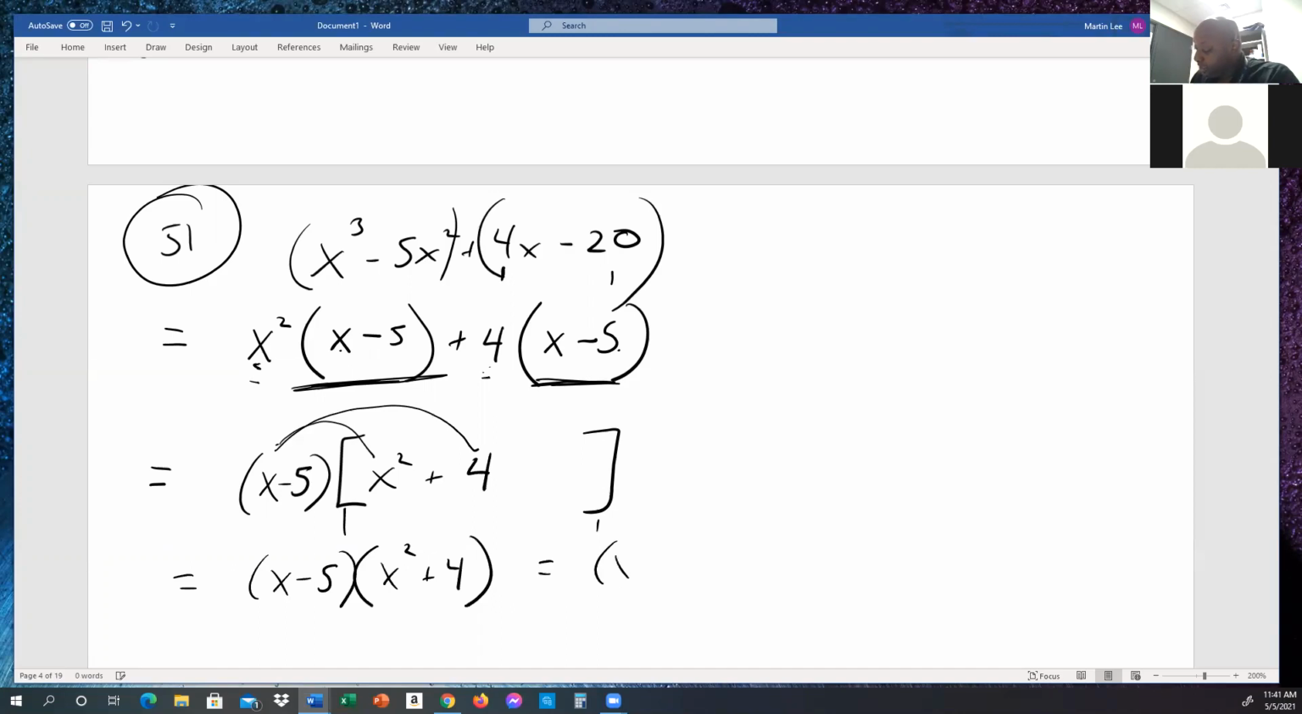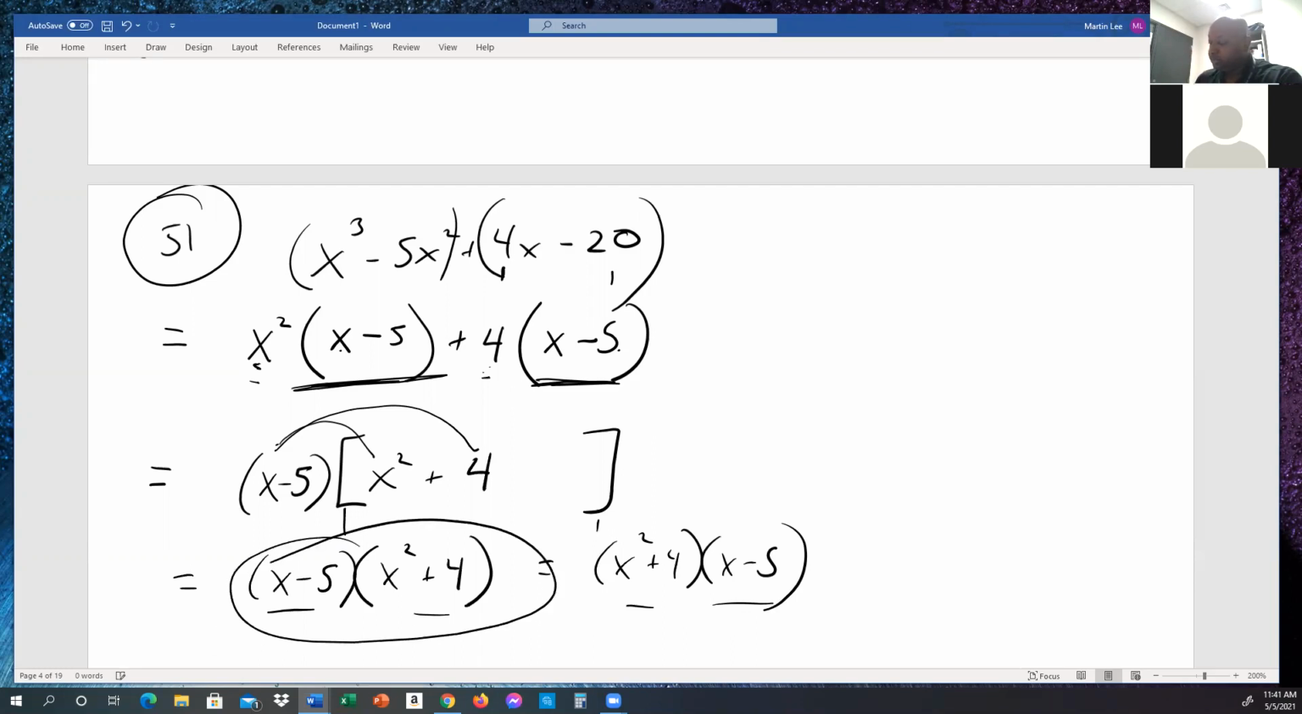Which is the same as x squared plus 4 times x minus 5. Because we are multiplying, we can change the order, because 2 times 3 is the same as 3 times 2. So we can change the order here. That's it for 51.